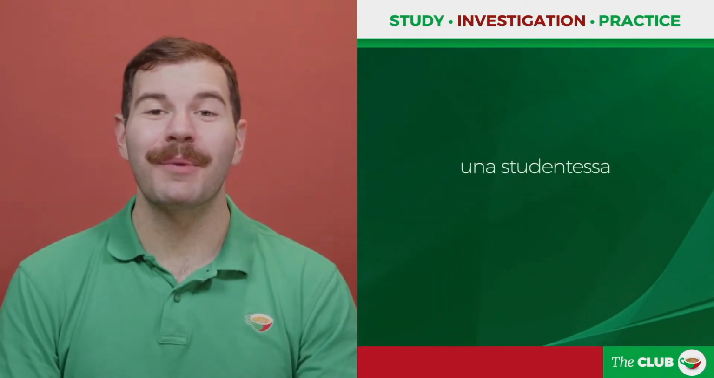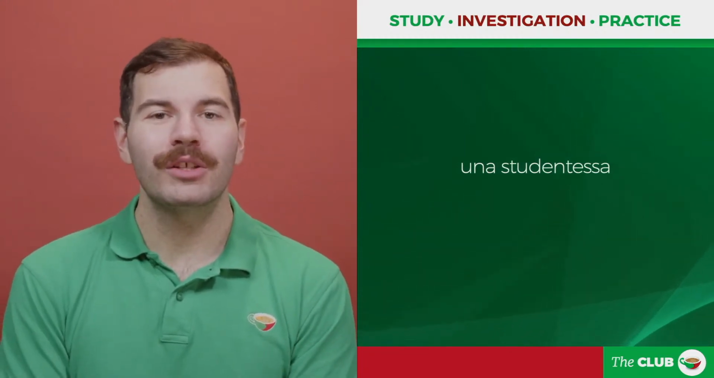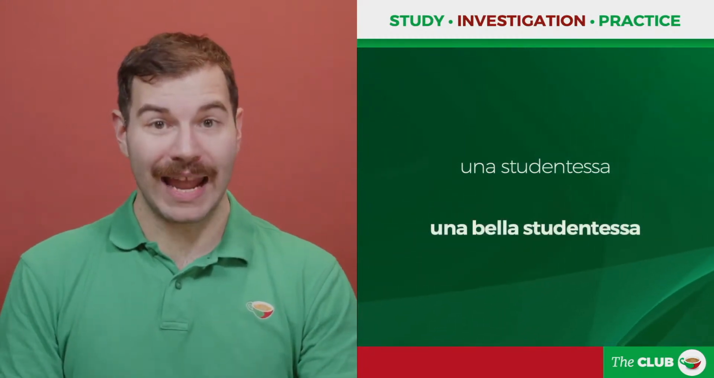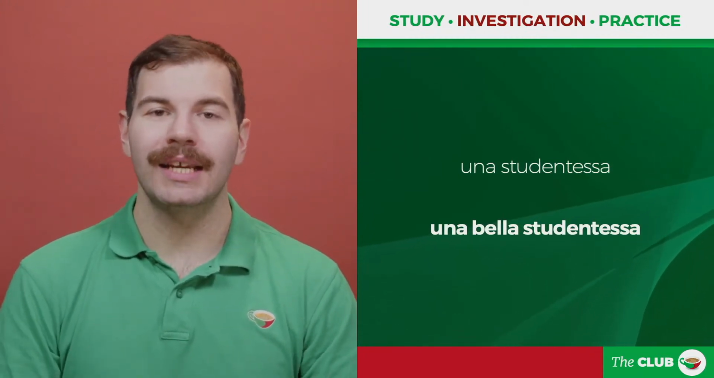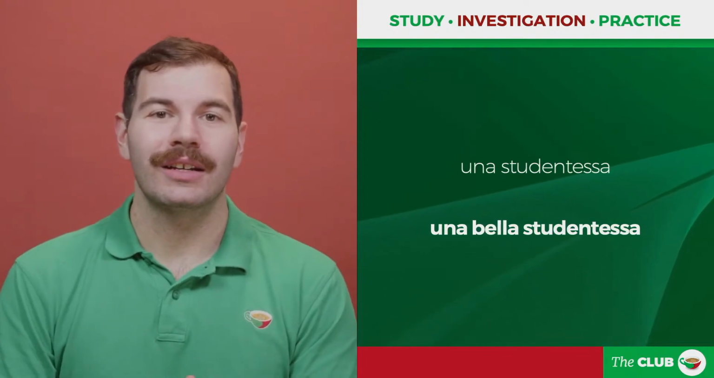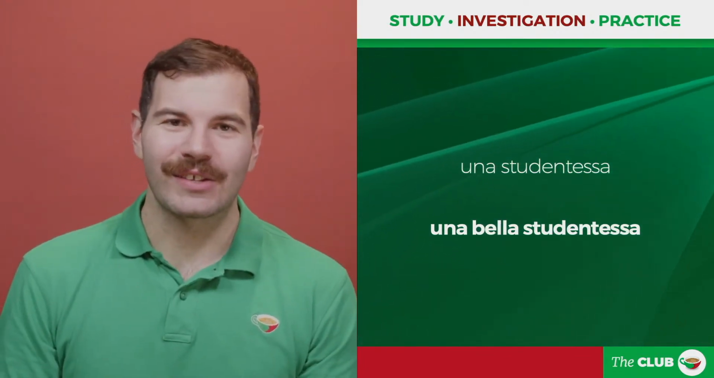What about una studentessa, a female student? If we want to say a beautiful female student, we would use una bella studentessa. We use bella because studentessa is a feminine singular noun. Now, what if we want to pluralize this? What if we want to talk about some beautiful students?